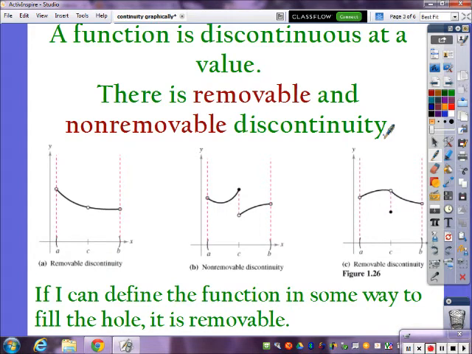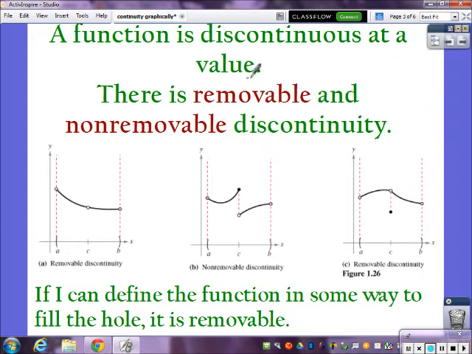A function is discontinuous at a value, so I don't just say f of x is discontinuous. I say f of x is discontinuous at x equals whatever that c value or x value is. And so there's two types of discontinuities. There's removable and non-removable, and we talked a little bit about this when we went over vertical asymptotes. But let's go back to those same three graphs and discuss whether it's removable or non-removable.